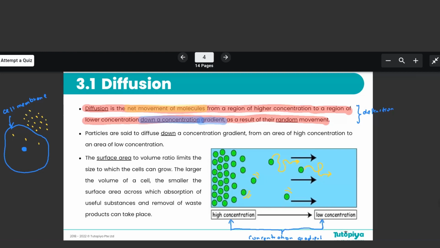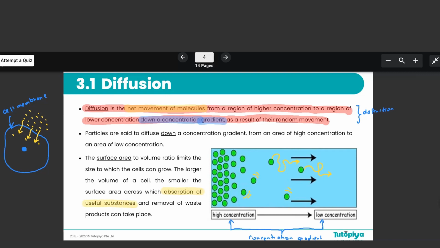So you would now understand that these particles can move from this region of high concentration to the region of low concentration through diffusion. So more of these particles, these useful substances, are going to get into the cell through the process of diffusion, right? So diffusion is important in absorbing useful substances into the cell, all right?